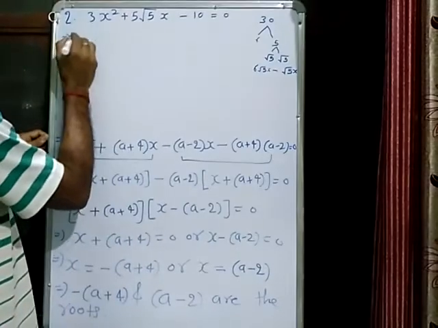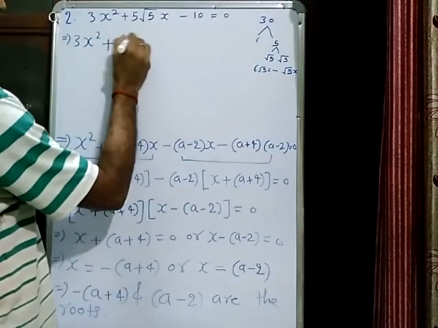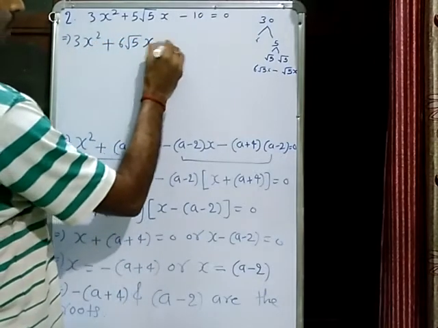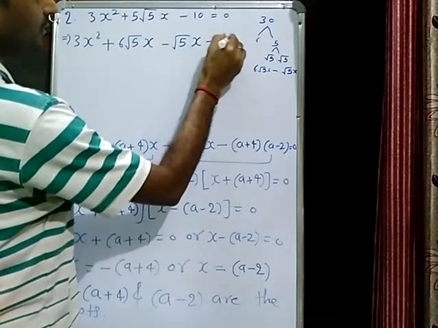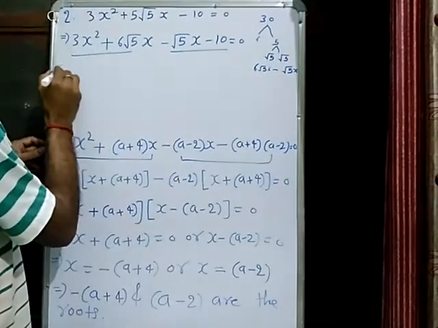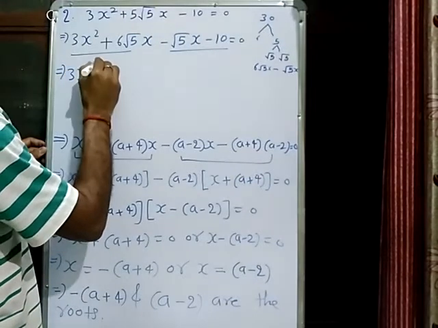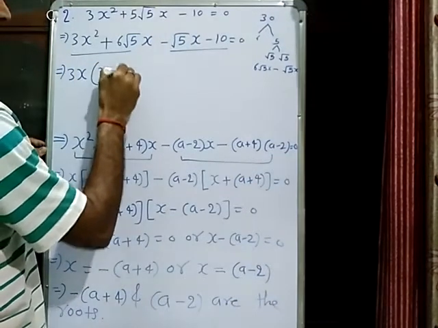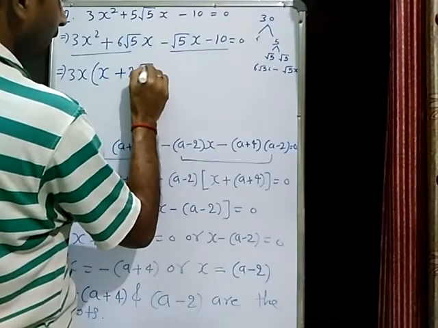So it becomes 3x square plus 6 root 5x minus root 5x minus 10 is equal to 0. Again, take first two, last two. What is common in first two? 3 can be taken common, x can be taken common. What is remaining? X plus, look here, what is remaining? X, 3 common here, so you have to find out 2 root 5.